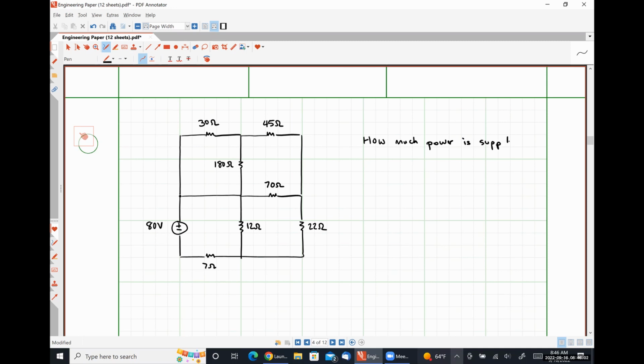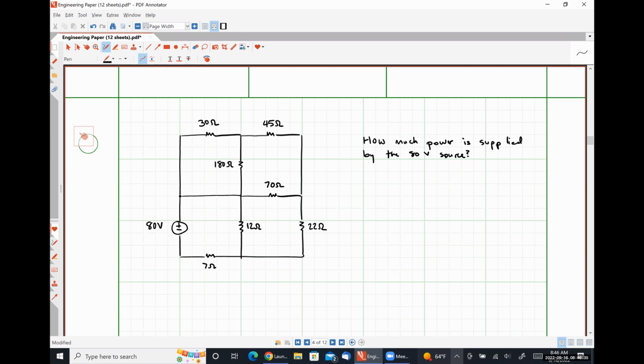And we want to know how much power is supplied by the 80-volt source. So every other time we've done any type of power calculation, or at least the ones that we did in class on Wednesday, we were using KCL, KVL, Ohm's law, and all that kind of good stuff. We're going to wind up using Ohm's law in this case at the end.